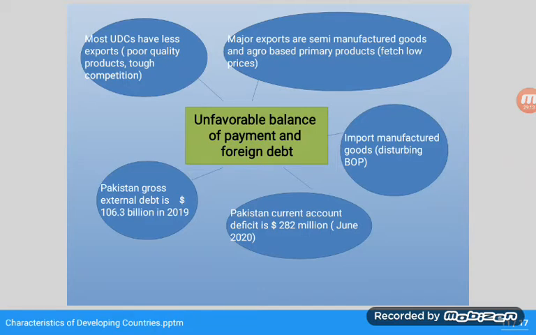Now next I have given you how much Pakistan's current account deficit is. It is 282 million according to the figures of June 2020. And what is the gross external debt that we have? 106.3 billion in 2019. Okay, so this is what the current situation of Pakistan is. This is the figure of 2019. You can find a fresher figure.